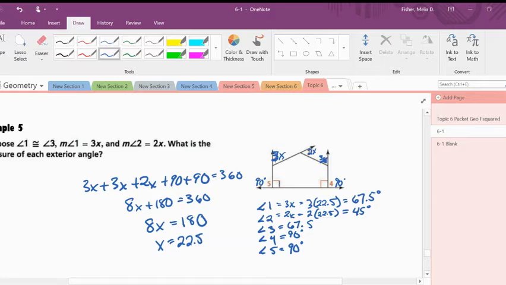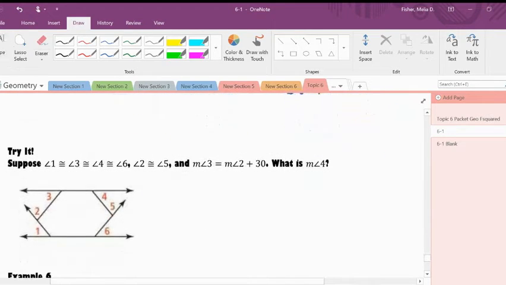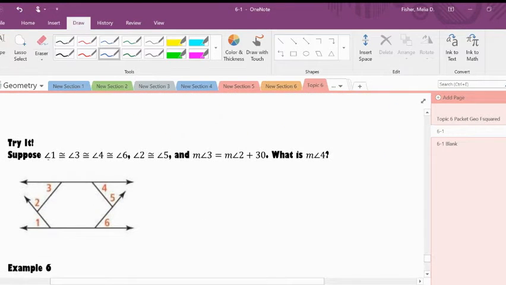Let's go ahead and look at the try it together. We know that angle 1, 3, 4, and 6 are congruent. 1, 3, 4, and 6. All of those are congruent. We know that 2 is congruent to 5.